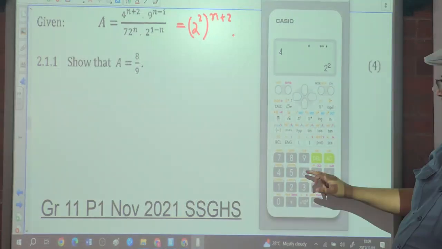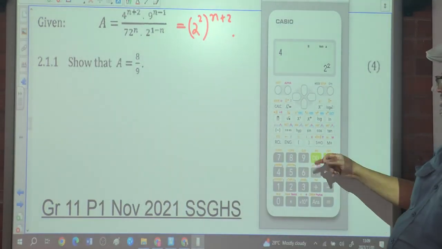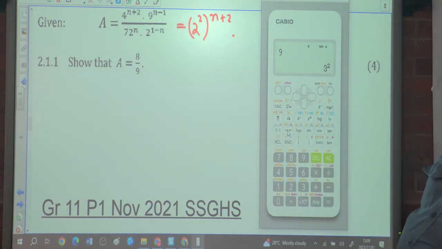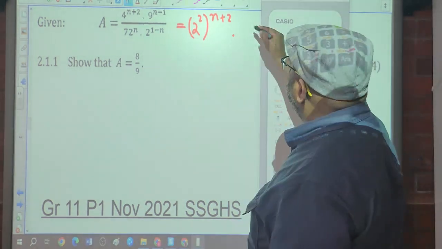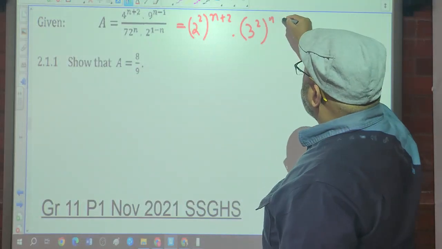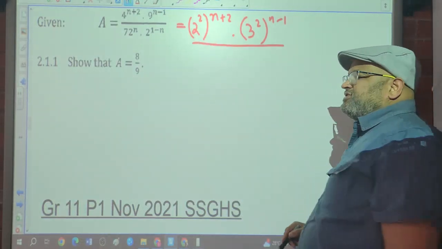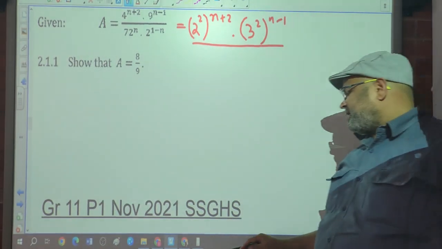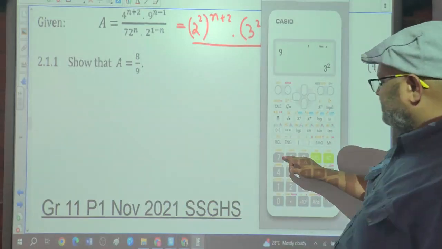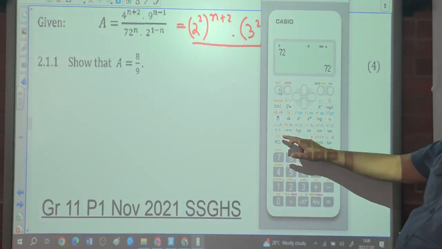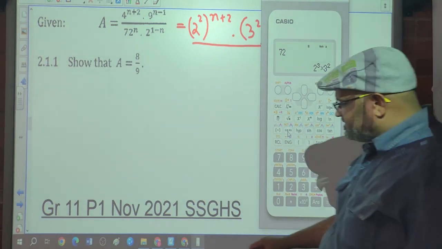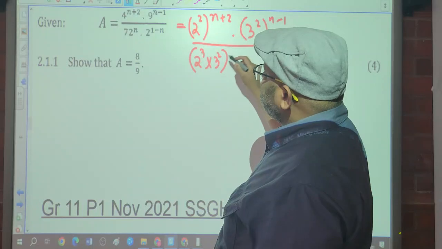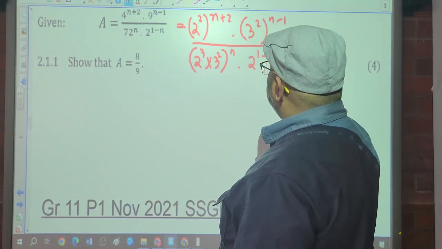We do the same thing. If you know it's 3 squared, it's fine. If you don't know, now it can be written as 3 squared raised to the n minus 1 over. Now 72 is 36. So I think it's going to be 2 cubed times 3 squared. I could be wrong. Let's check. Yeah, 2 cubed times 3 squared, raised to the n times 2 to the 1 minus n.